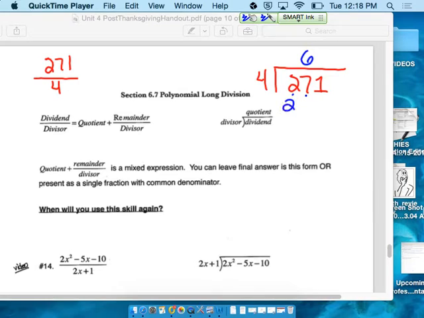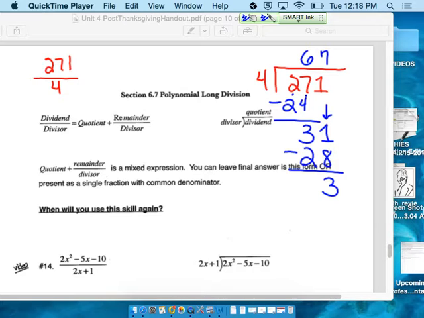6 times 4 is 24, and then I subtract that, leaving me with 3, and then the 1 drops down. How many times will 4 divide into 31? Well, that maximum number would be 7. So 7 times 4 is 28. 31, subtract 28, leaves you with 3. So 3 is what's called our remainder.